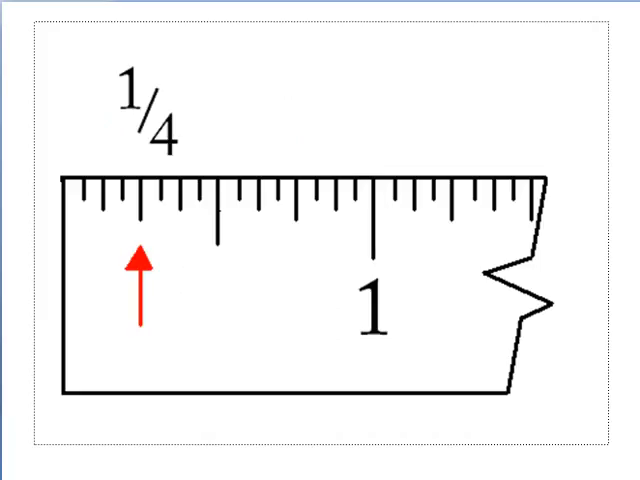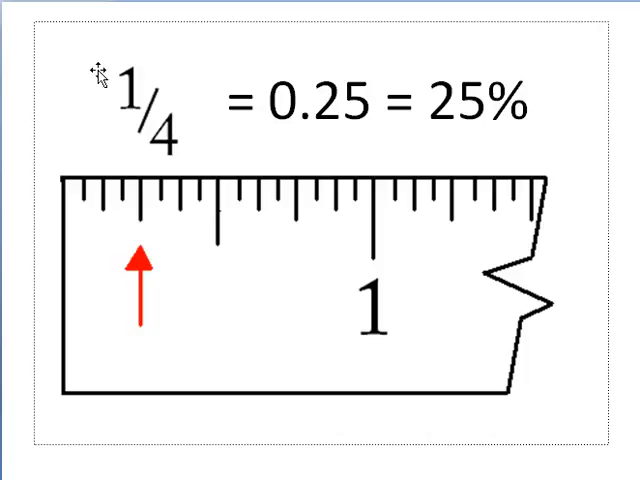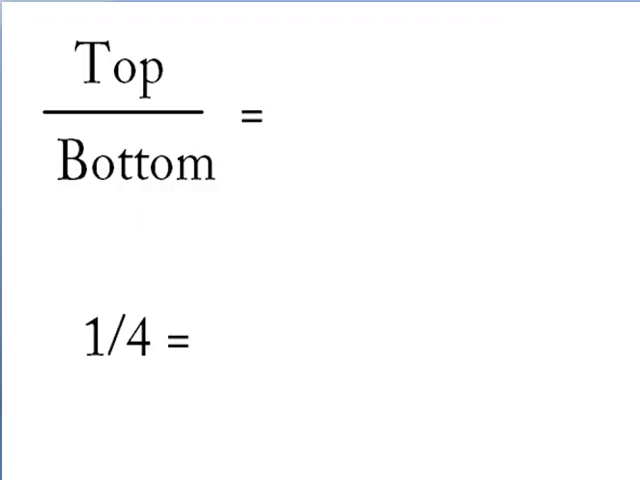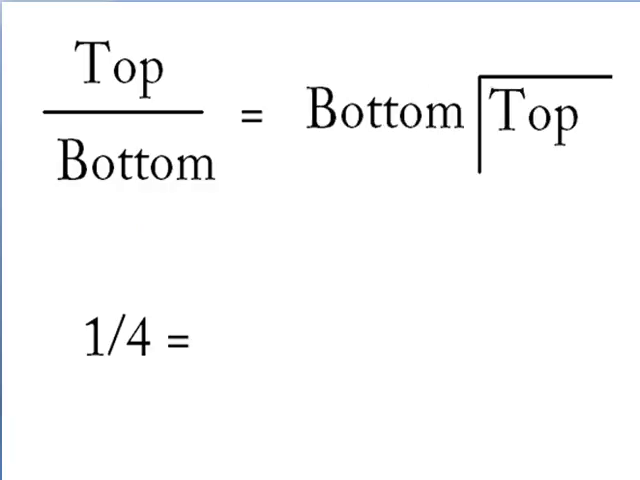Here we see an illustration of 1 inch on a ruler, and the 1/4 inch, the fractional form of 1/4 inch, is shown there. And you should already know that that's 0.25. And that, by the way, if you move the decimal 2 places, you wind up with 25%. So you should already know that. We have the top number and the bottom number. The top number is called the numerator, the bottom number is called the denominator.